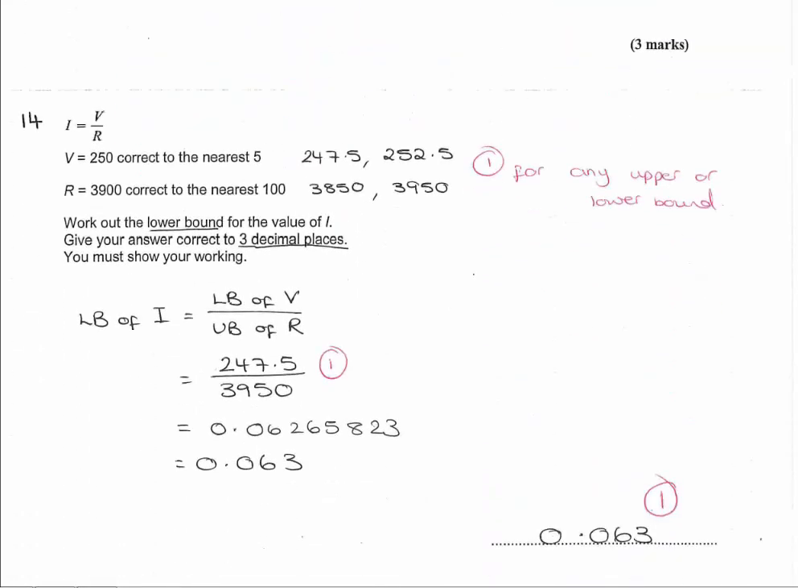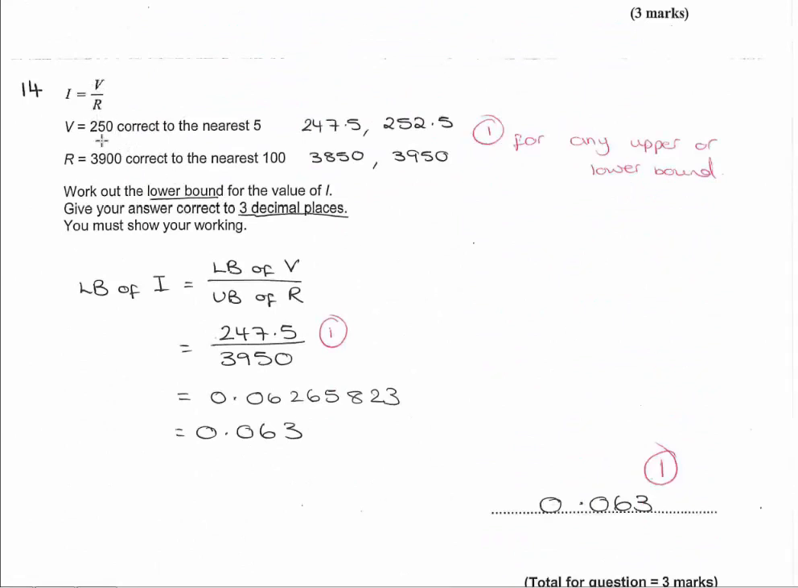14. I is V divided by R, V is 250 correct to the nearest 5, and R is 3,900 correct to the nearest 100. So, first of all, you need to find out what your upper and lower bounds are for V and R. Okay, the lower bound will be 247.5 and the upper bound 252.5. The lower bound for your resistance, R, is going to be 3,850 and the upper bound is going to be 3,950. Now we've done that in class, so if you're not quite sure, ask me.